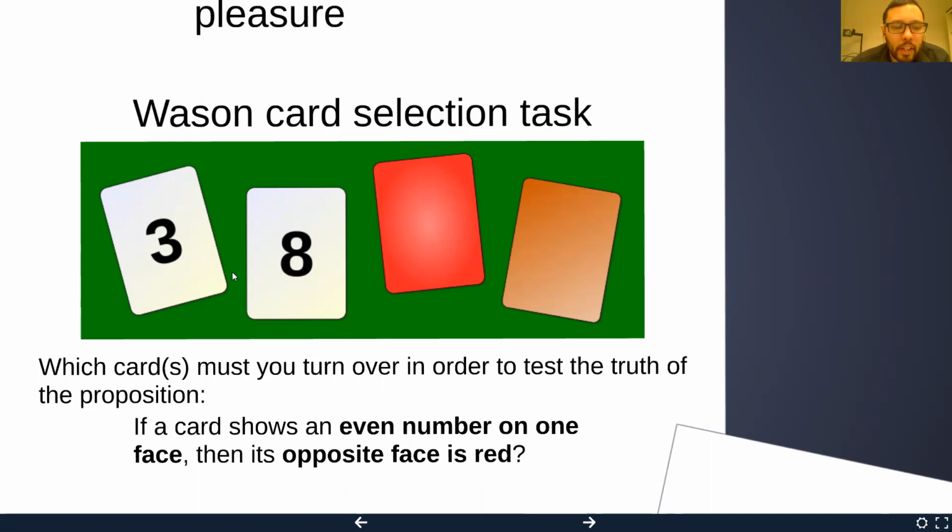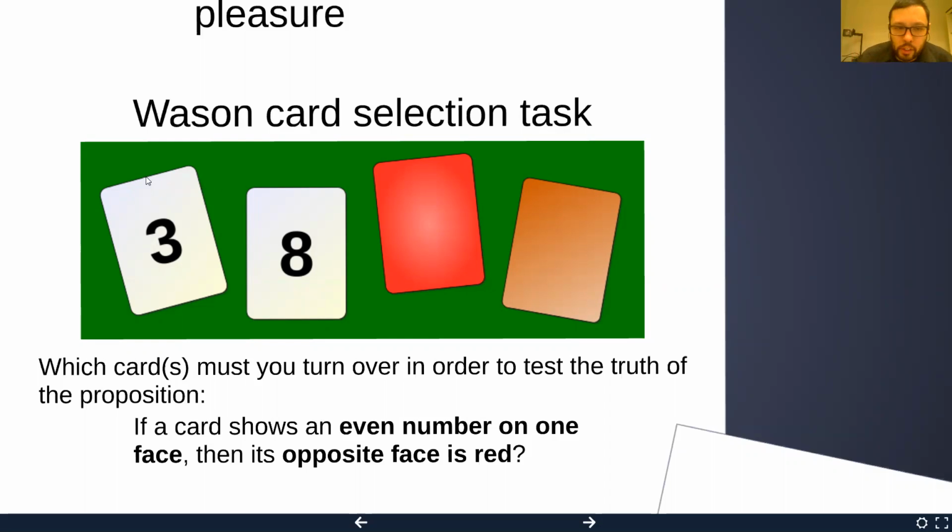And the test is to see how well people understand an instruction. In this case, it's not an instruction, it's a rule. The question is, how well do people understand the rule? So here's the rule. The rule is, if the card shows an even number on one face, then it shows the color red on the opposite face, right? So these are just like playing cards. There's a number on one face. If you turn it over, there's a color. And the rule says if there's an even number on one side, then the opposite side is red.